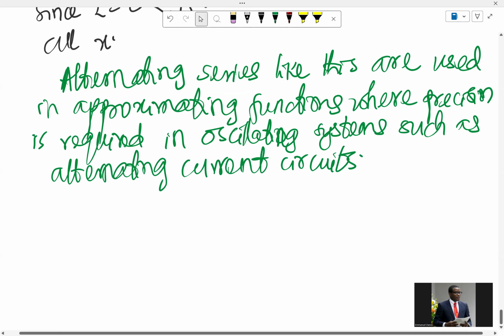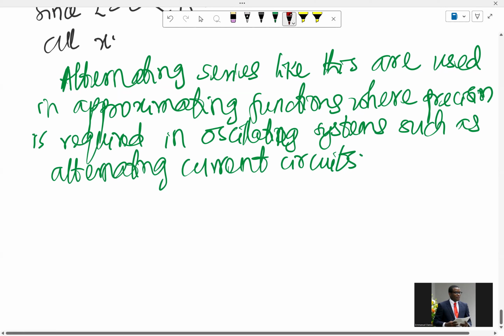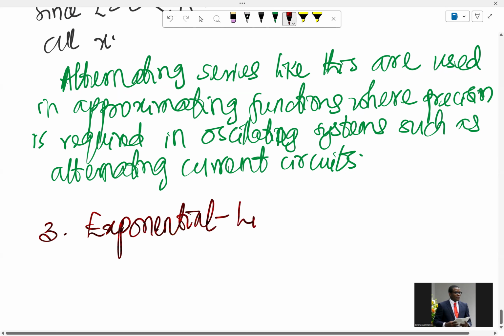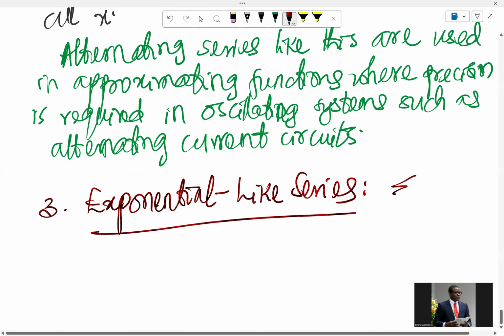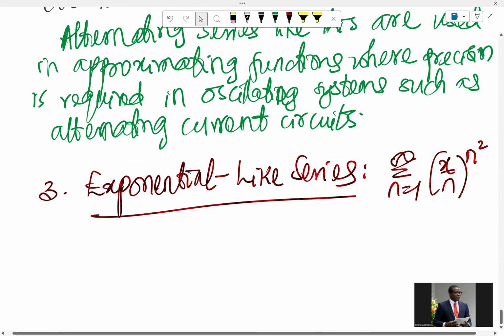Okay, so that goes. Then, of course, let's take the third example for roots. So here we have exponential-like series. A very good example of that is the summation from n equals 1 to infinity of x over n, all raised to the power n squared again. So that's a very interesting one, with n raised to the power 2 up there.